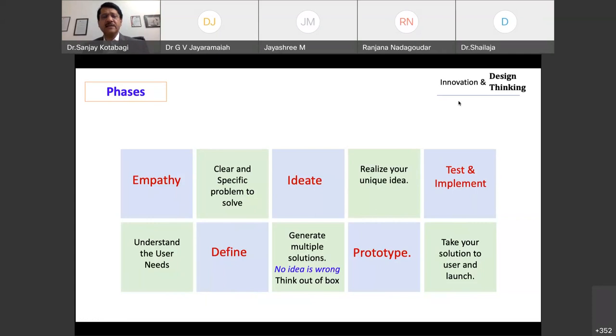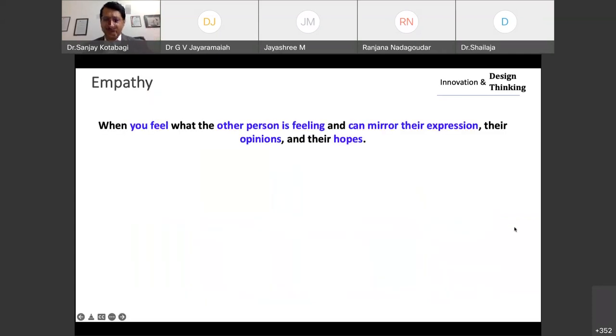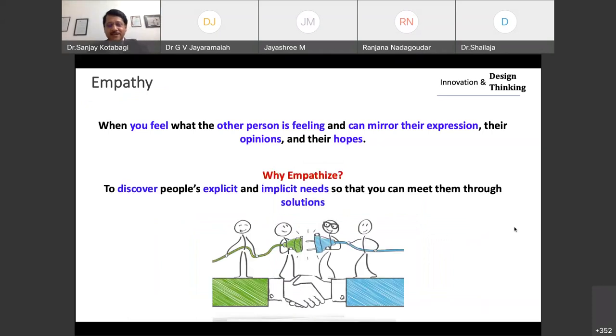So with this basic idea, let us now understand the phases one by one. Empathy. It's really quite an interesting part. I love it. It is like understanding the feelings of the other person, mirroring their expressions, their opinions, their hopes. See, this picture is conveying everything. If I'm holding the hand of the other person and there is no proper connection mentally, then that is not empathy. It is like holding for the sake of holding. I'm not understanding the need or the pains of the other person if that proper connection doesn't happen. This is exactly what empathy is.